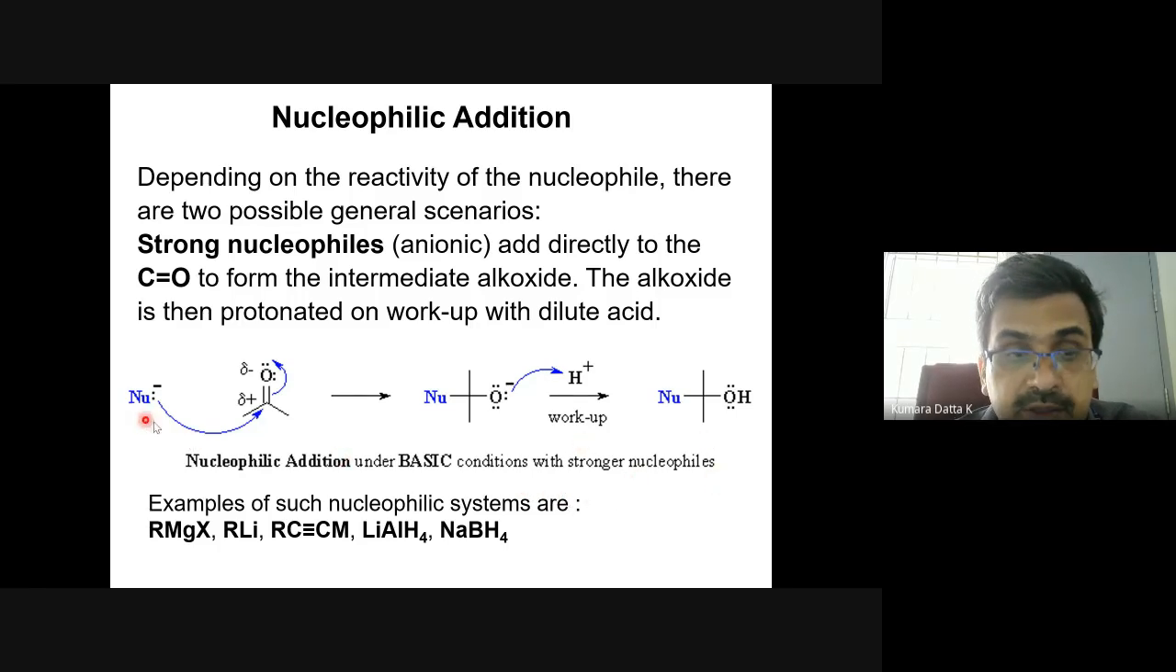Basic condition means the nucleophile itself is very basic. You can have very nucleophilic systems like Grignard reagent, butyl lithium, or triple bonded carbanions, lithium aluminum hydride, sodium borohydride. So you may just take down this part. I know that when I'm telling you, you might feel it is so many topics. But if you write it down, it is very easy. You can tell me once you have finished, and I will go to the next slide. Especially, you can take down the reaction.